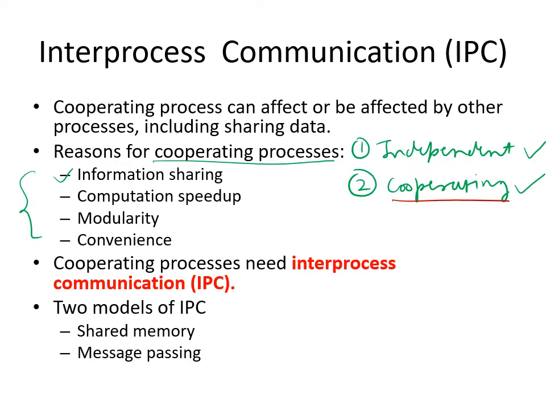So another reason for cooperating processes is computation speed up. So imagine that we have a task. It's an enormous task and we want to make it run faster. So one way of doing that is by breaking it into several smaller subtasks, such that each of these smaller subtasks can execute in parallel with each other. Now these smaller subtasks, because they are basically working on the same task, it is possible that these subtasks may need to sometimes collaborate or exchange information, share data with each other.